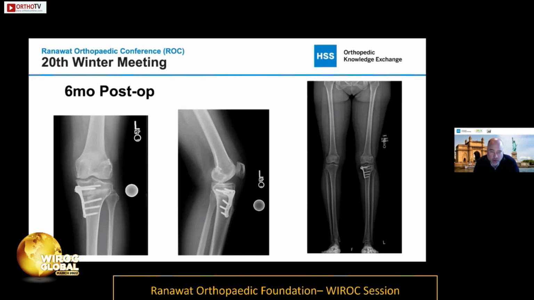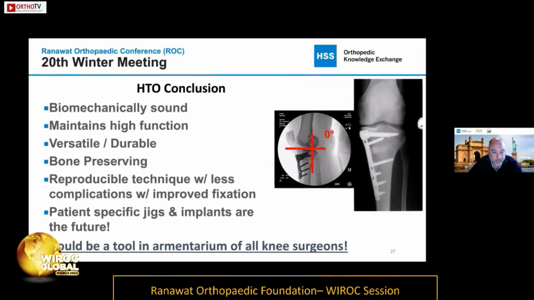low, her Lachman went from a 2++ to, I'd say, a 1+, and her pivot went from a 2+, maybe almost a 3+, to a 1+ to maybe a 1.5. But she never had her ACL revised, and she likes her knee just by correcting her slope and her coronal alignment. So in conclusion, I think osteotomy is biomechanically sound.